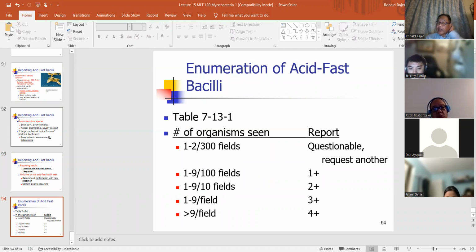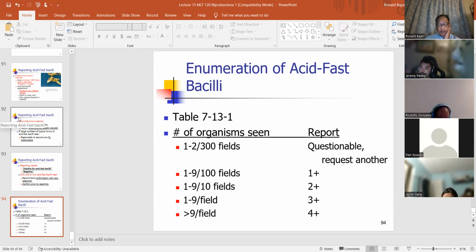If you see more than 2, 1 to 9 per 100 fields, then you call it 1 plus. But if you see 1 to 9 per 10 fields, that's 2 plus. And then 1 to 9 per field, that's 3 plus. Or greater than 9 per field, that's a lot, and that's 4 plus.